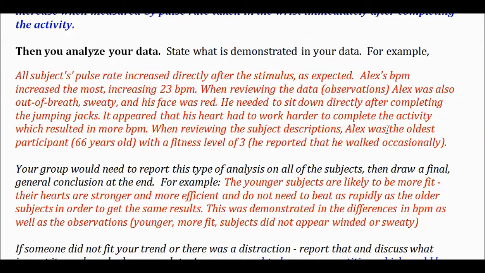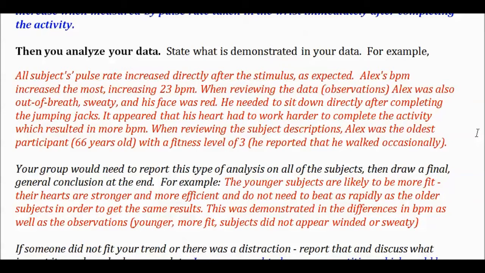Now you want to tell me exactly who did what and why. Don't tell me one person did something; that's not helpful. You have to tell me who it was, and then you're going to relate it back to the observations or their description to help explain what happened. For example, Alex here, his increased the most, 23 beats per minute. We thought it was going to increase, but this guy went way off the top. So I say, when reviewing the data and observations, I saw that I had written down that Alex was out of breath, he was sweaty, and his face was red. Then he had to sit down directly after completing it. So I've put my observations in there.